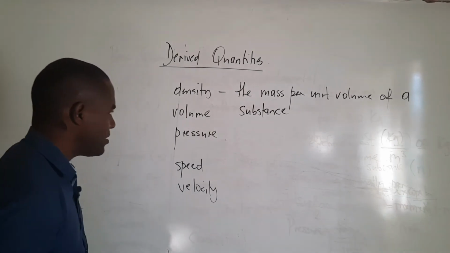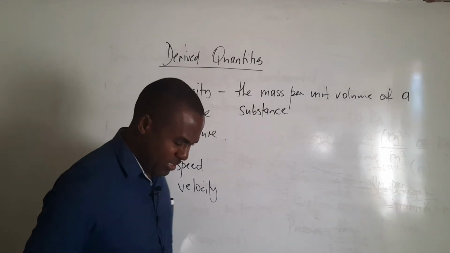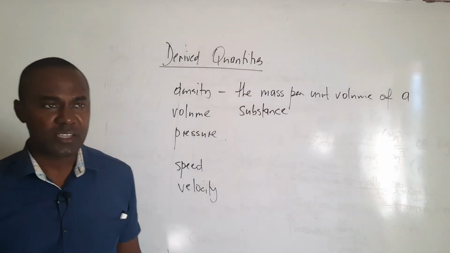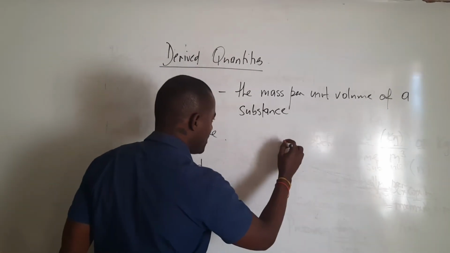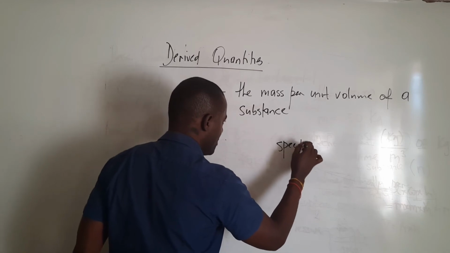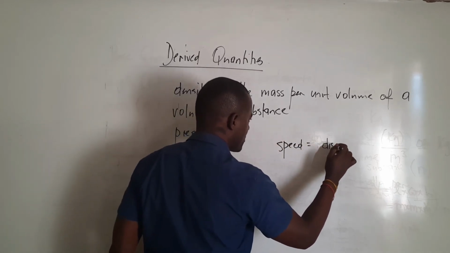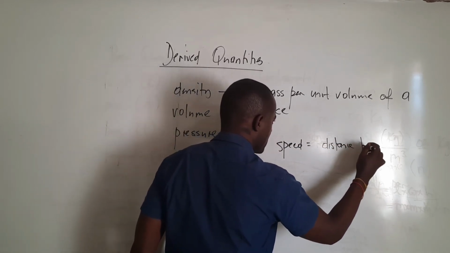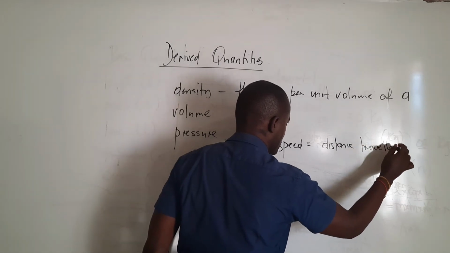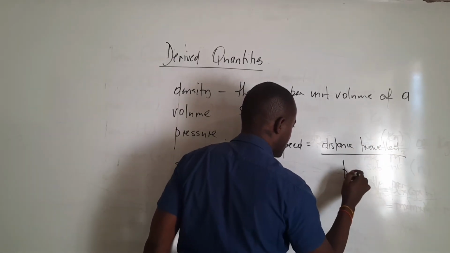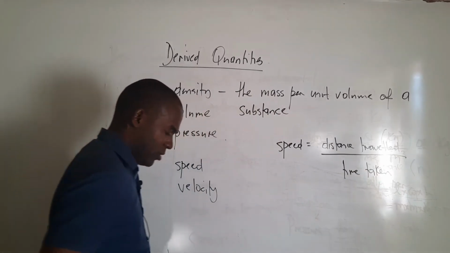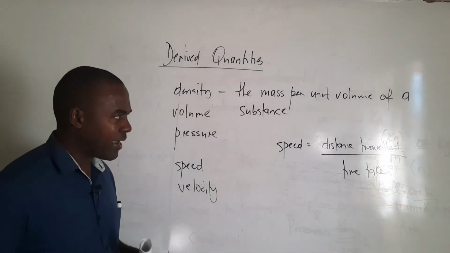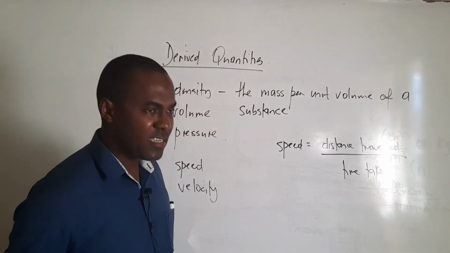Let's talk about speed. Earlier we said that speed is defined as the rate of change of distance traveled with time, right? The defining equation for speed is equal to distance traveled over time taken, right? So in order to calculate speed, we divide the distance traveled by a body by the time taken.